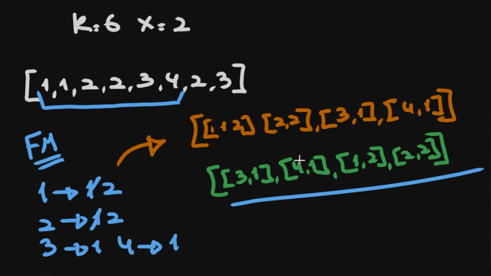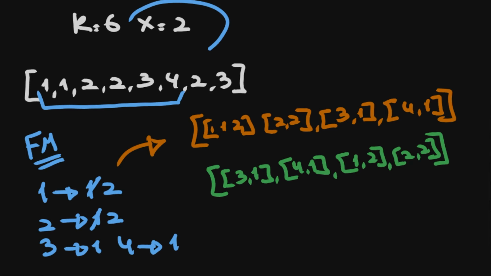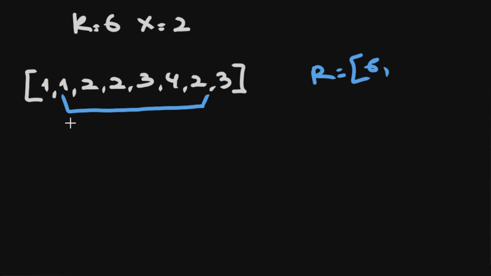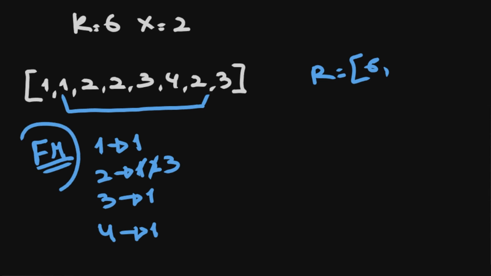So this would be the sorted array. And now we can take the last x elements, meaning the last 2 elements, and the result for this subproblem will be 1 times its frequency 2 plus 2 times its frequency 2, and this is 6. So we add to the result 6. Let's do one more just to make this clear. First we build the frequency map, so we get this.